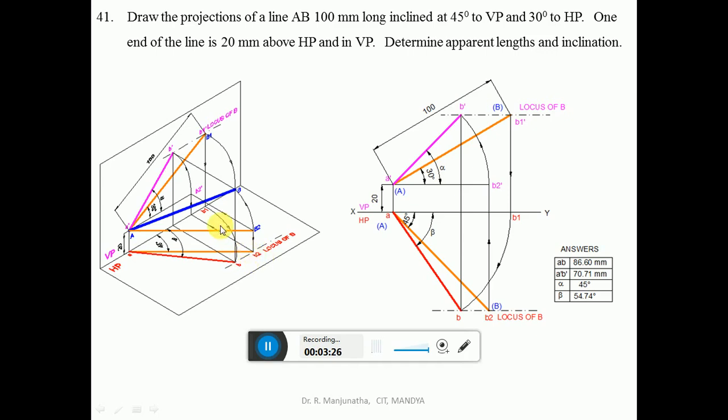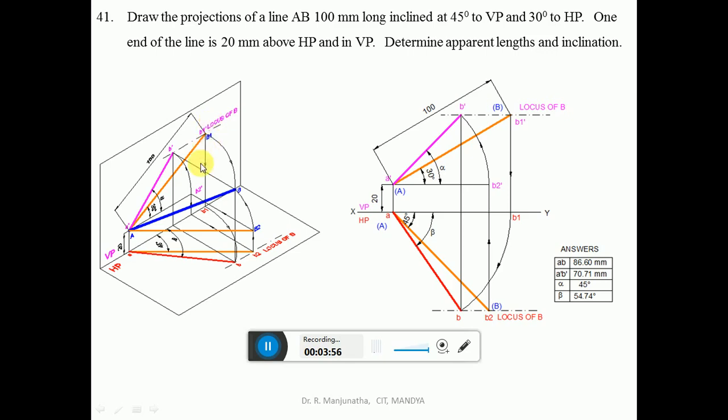When you look from the top view, we can see the end A is in VP. Therefore, B1 is also in VP. Therefore, the line is parallel to VP. Since the line is parallel to VP, we are getting the true length in VP. And we have drawn the locus of B and also B1 dash, as mentioned.